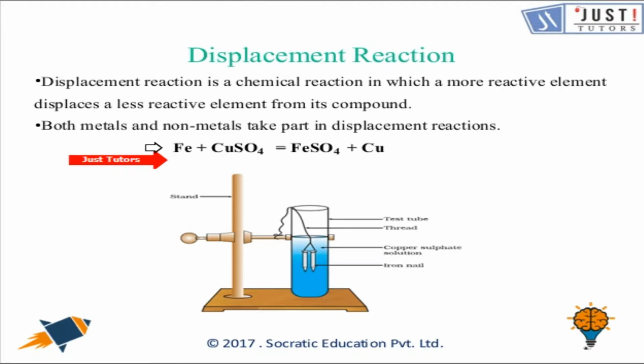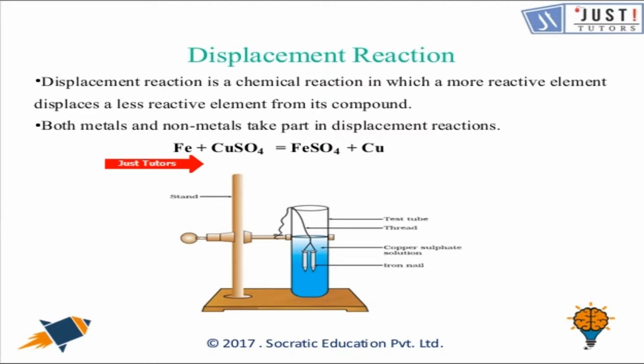For example, here iron is reacting with copper sulfate and iron displaced copper and made ferrous sulfate, or we can say we got the copper here. So iron has displaced the copper here. It is an example of displacement reaction.